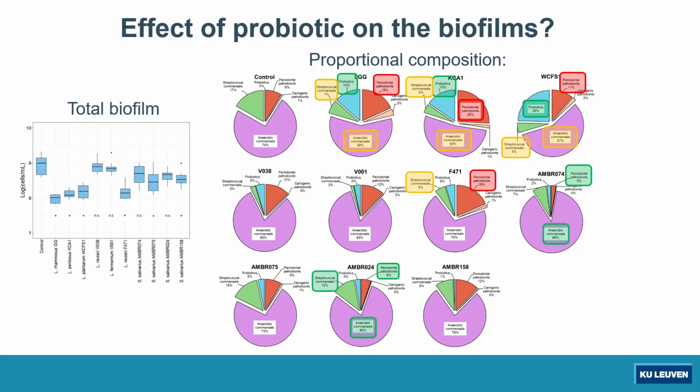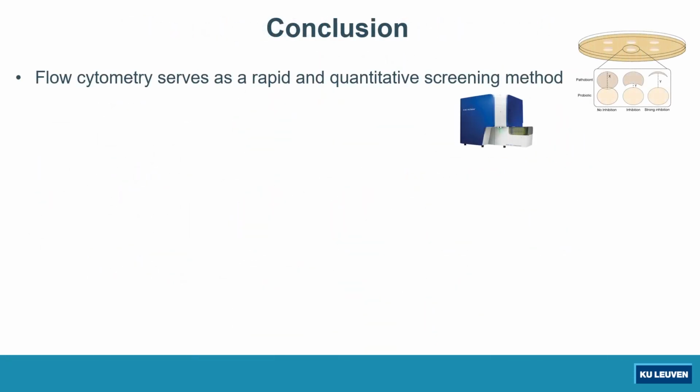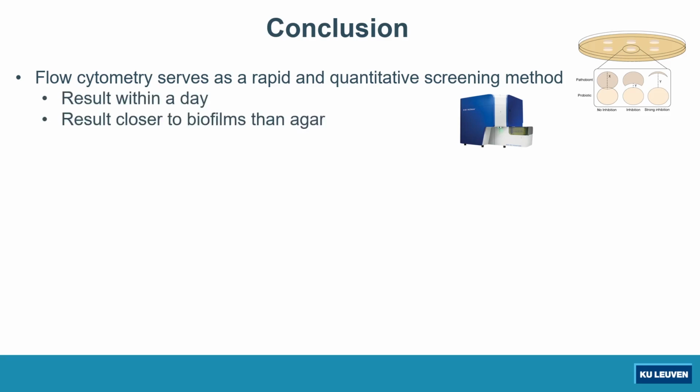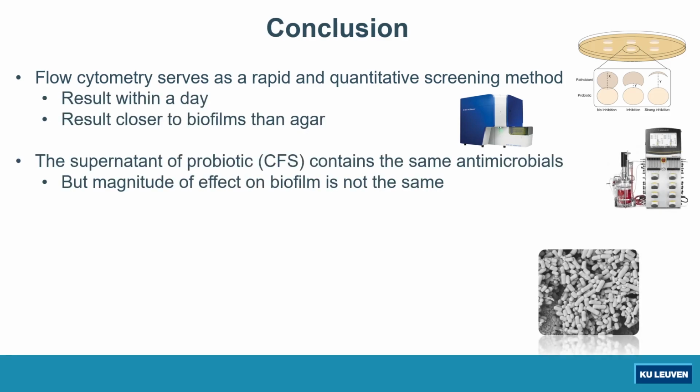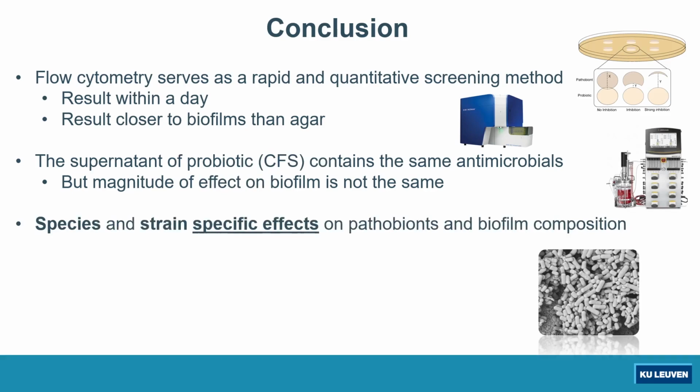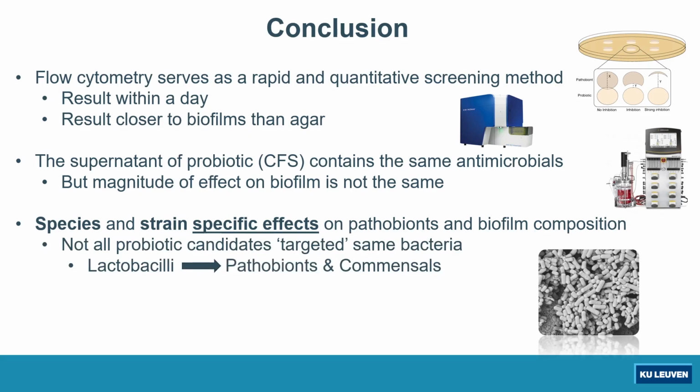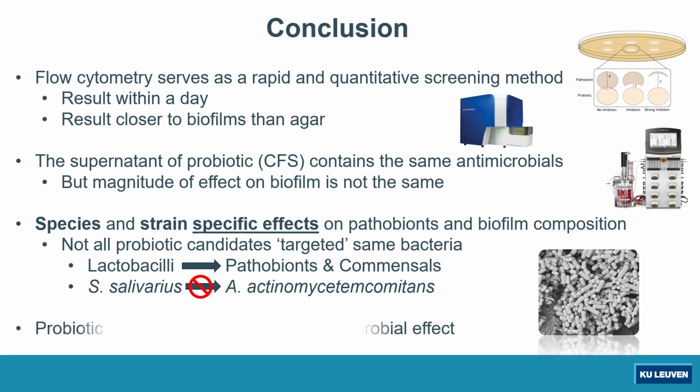So, to conclude, the flow cytometric approach served as a rapid and quantitative screening method, mimicking the effects in the biofilms, with some differences in magnitude. Perhaps the most important takeaway is that there were very strain- and species-specific effects on both the pathobionts and the total biofilm. While generalizing this is maybe somewhat contradictory, we observed that several of the Lactobacillus probiotics had effects on both pathobionts and commensals, while the Streptococcus salivarius species were more specific but did not affect Aggregatibacter actinomycetemcomitans. Finally, probiotic prevalence did not correlate with their antimicrobial effects.